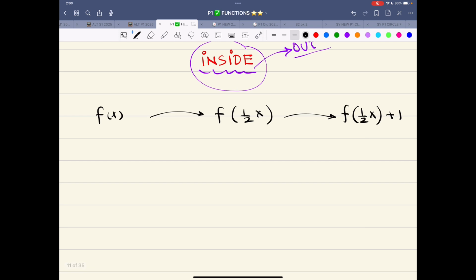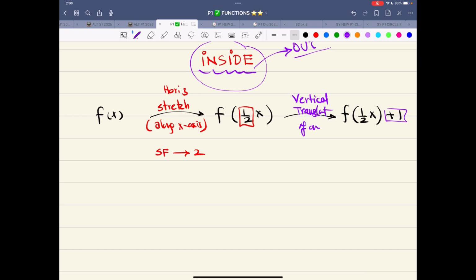Now, first thing first, which is this one? This is a stretch. It's a horizontal stretch. You can further write it as along x-axis. The coefficient is half in the horizontal stretch. The scale factor is the opposite, which is 2. The stretch factor, scale factor, multiplication factor. And what is this? This one, the one on the outside, it's a vertical translation of 1 unit up. You should also write the translation vector, which is (0, 1).